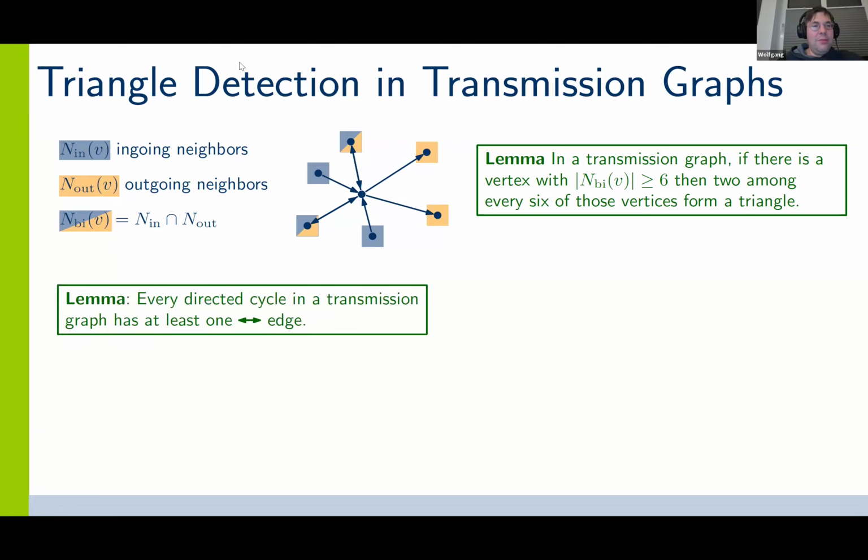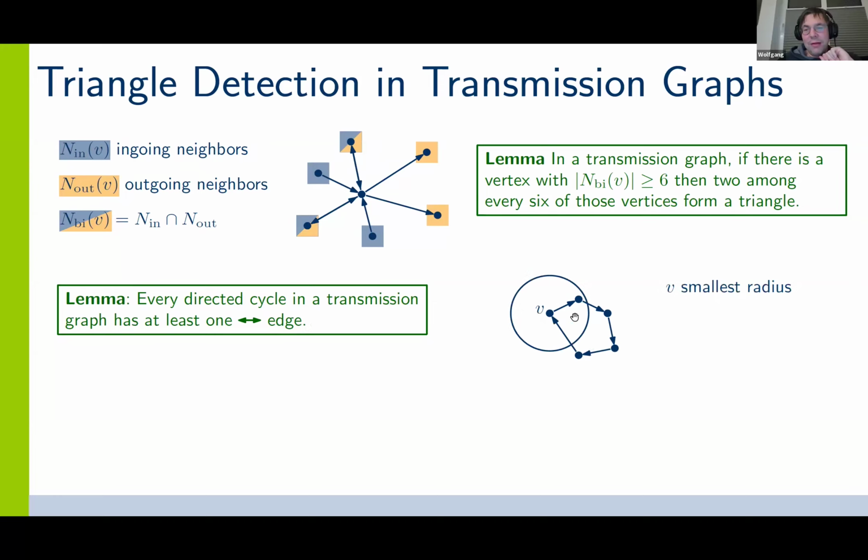And there's a second property that we need for transmission graphs. The second property is that if you look at a directed cycle in a transmission graph, then every directed cycle in a transmission graph has to have at least one bidirectional edge. And so, for example, here there's a directed cycle in a transmission graph.